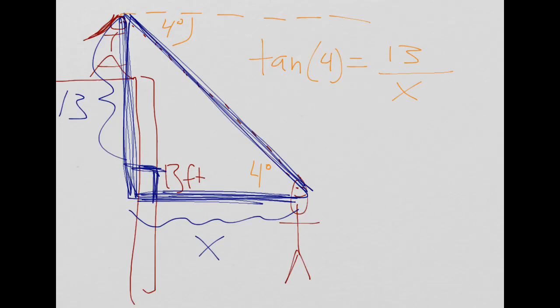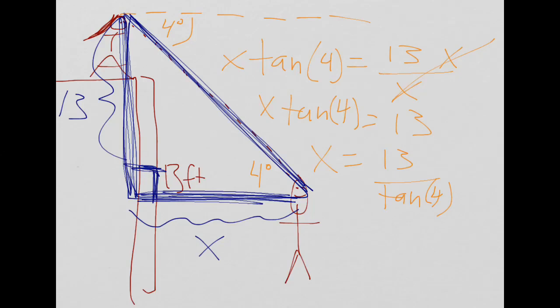Multiply by x on both sides. You get x times the tan of 4 equals, if you multiply by an x on that side, they are eliminated. So we're just left with equals 13. Next step, solve this equation for x. We need to divide by the tangent of 4 on both sides. So we get x equals 13 divided by the tan of 4.